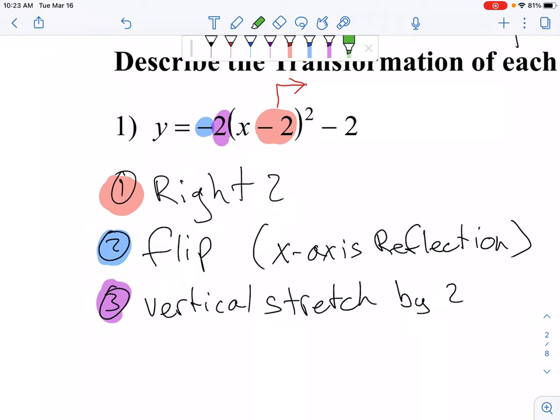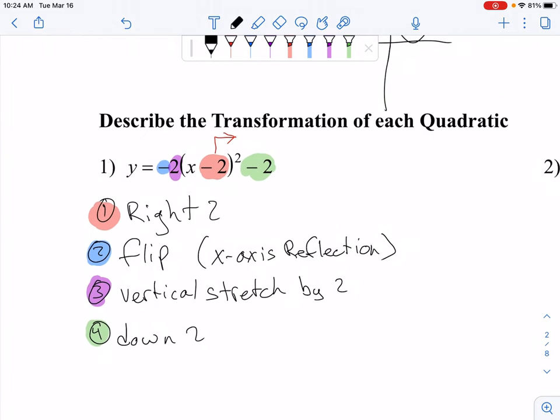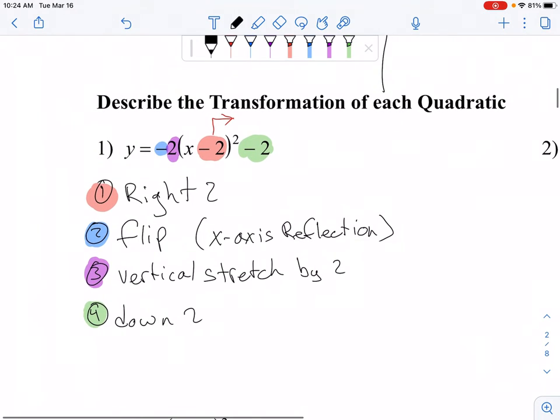The fourth thing we'll describe is that our whole parabola is going to shift down 2. I'll just say down 2 here. So the whole thing is shifting down 2. Okay, and so those are the 4 transformations that we would see listed here in what we call vertex form.